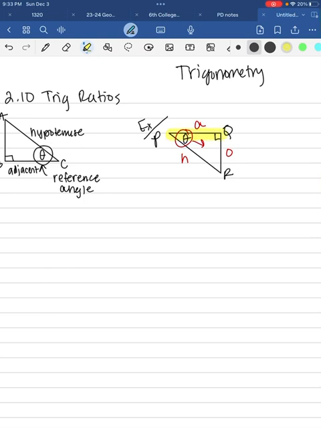See how that side touches angle P? It will always touch your reference angle. The opposite side will never touch your reference angle. It's opposite from it, just like it is in the name.